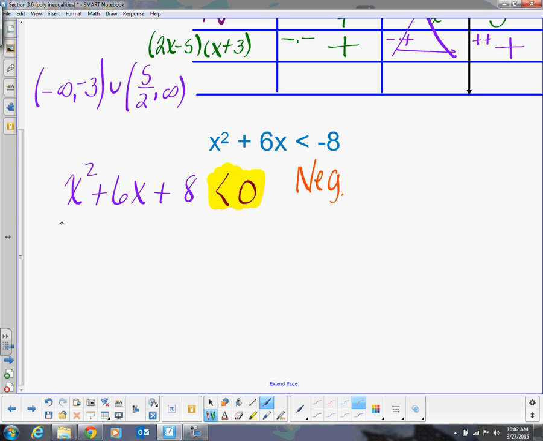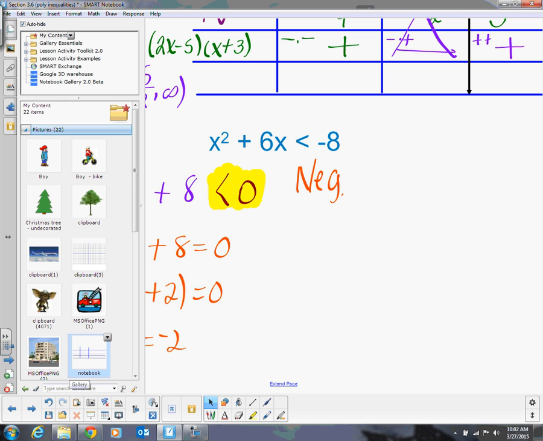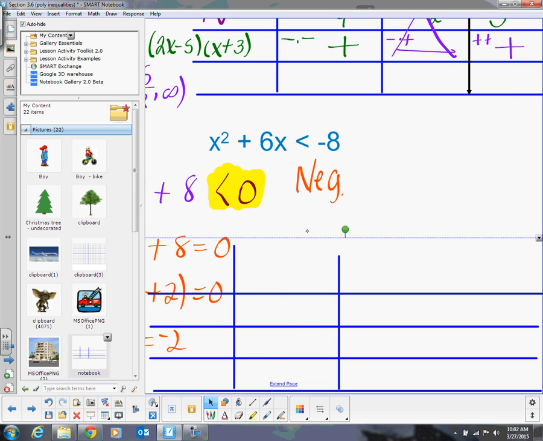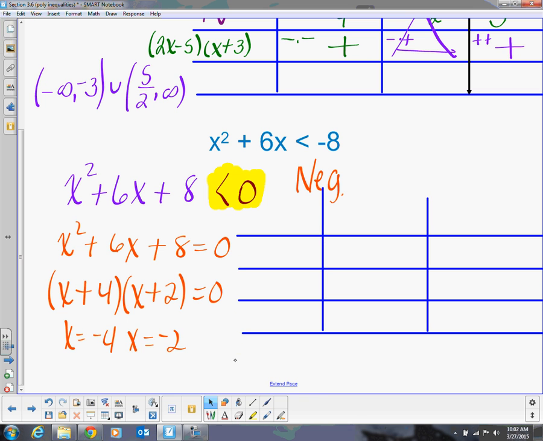In the meantime, we're going to take our x squared plus 6x plus 8 and set it equal to 0. Factors of 8 that add to give me 6 are 4 and 2. So we're going to get x equals negative 4 and x equals negative 2. All right. So question, what are my intervals going to be? Negative infinity to negative 4.